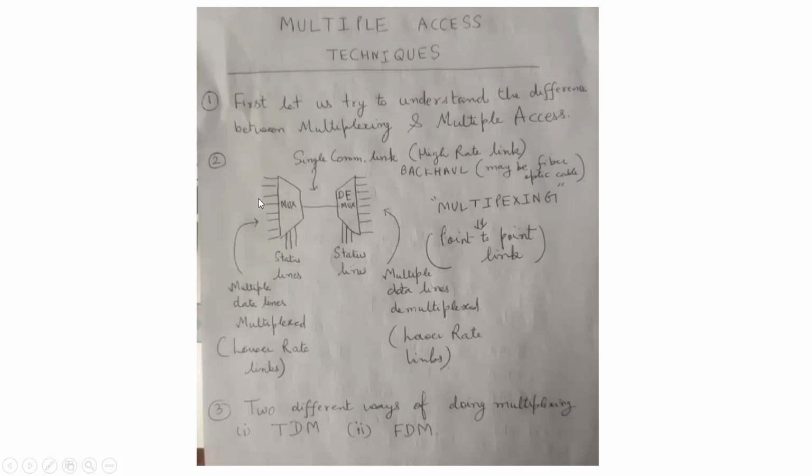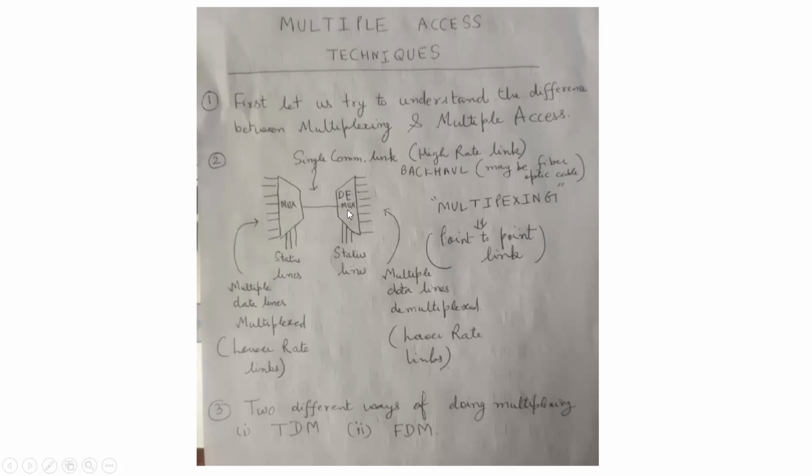Now let us look at what is multiplexing. So you have multiple low rate data lines. You use a device called multiplexer, or we call it a MUX. This MUX will be controlled through the status lines to allow one link from these multiple lines to send its data onto this high rate link. This is a single communication link, and this is a high rate link.